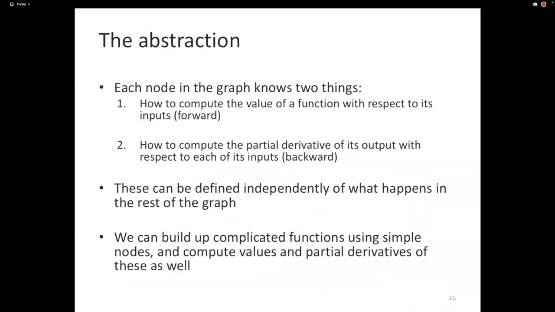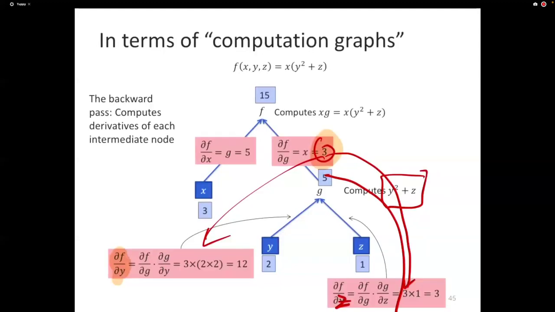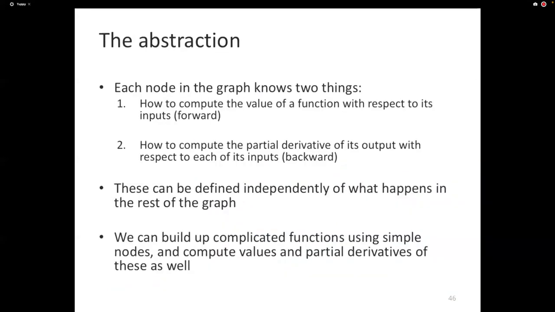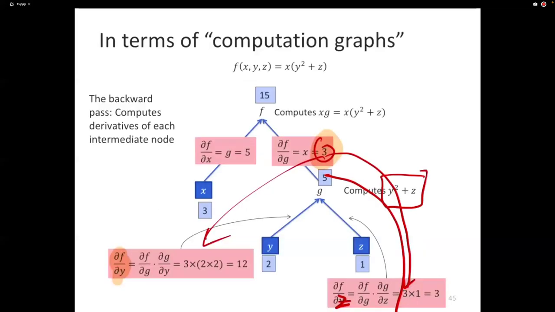So I want to go back to this abstraction that I described. Every node in the graph knows two things. Given an input, it knows how to compute the output. So G knows how to compute the output given the values of its two inputs. F knows how to compute the output given the values of its two inputs. And that's the forward pass. And every node also knows how to compute the partial derivative of its output with respect to each of those inputs. So the node G knows how to compute this local partial derivative and this one here. F knows how to compute the partial derivative with respect to its input.